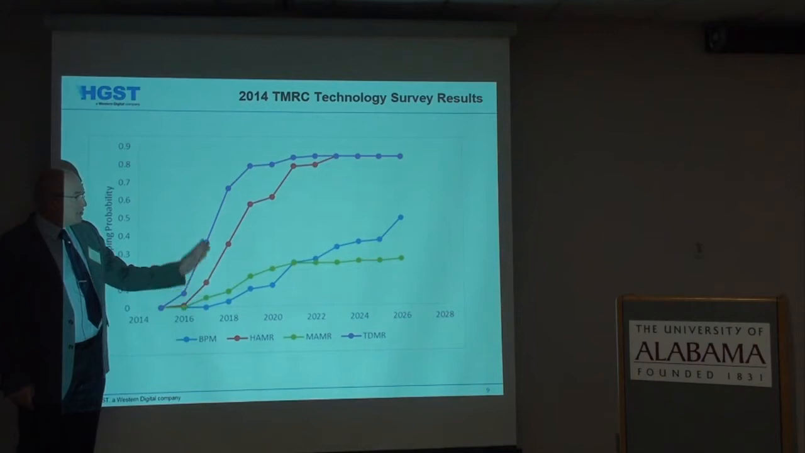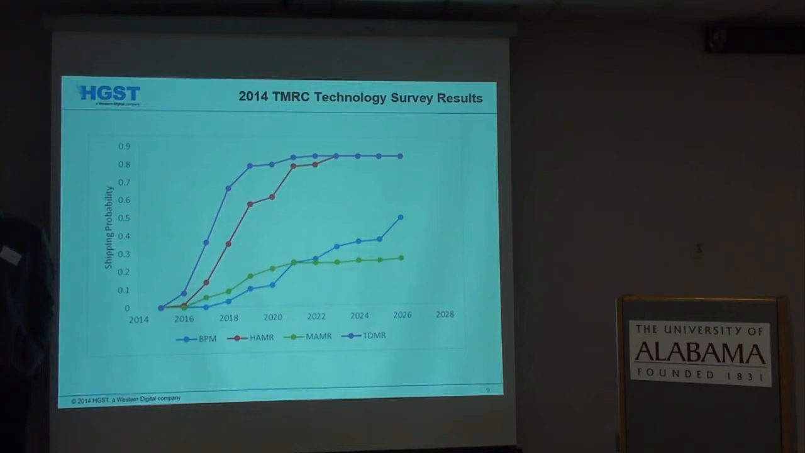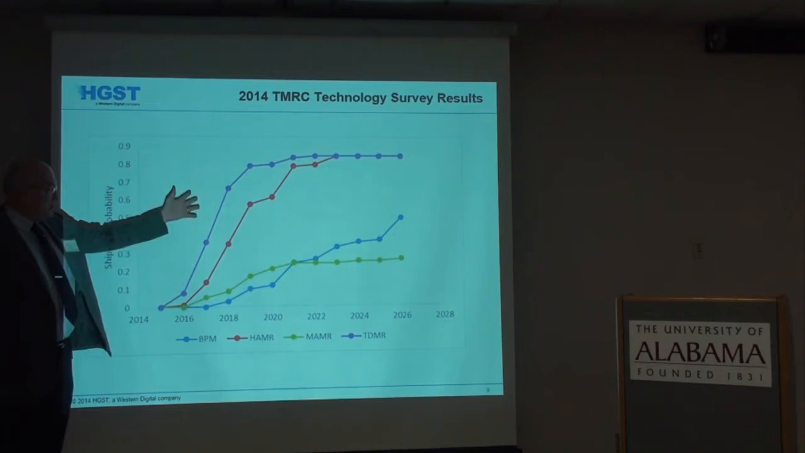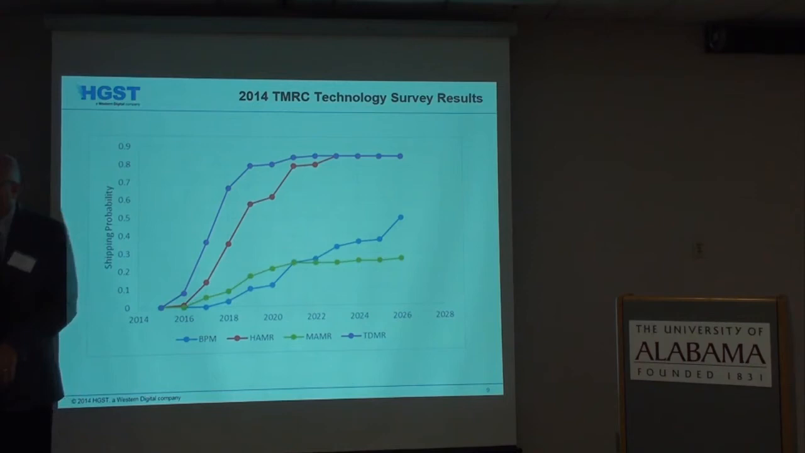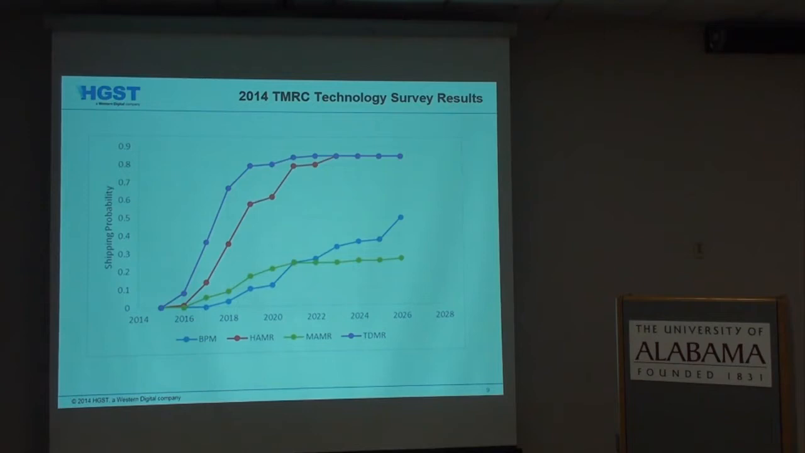This is a distribution of the respondents on what's actually going to happen next. And TDMR used to be in the heroic region. Now it's the next thing that's going to be shipped, according to this survey. And it's going to be coming out in 2016. And in industry terms, that means by 2010 or so. But it does definitely look like it's the next thing to happen.